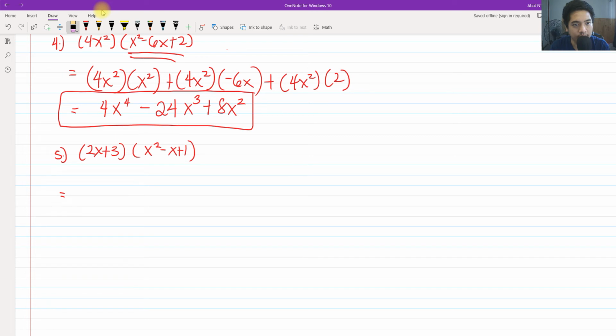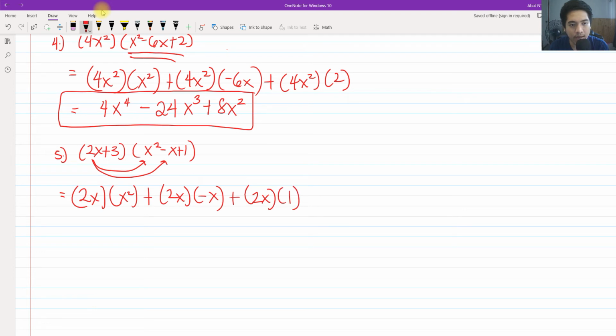So we have 2x times x squared, plus, again, 2x times negative x, plus 2x times 1. And then plus 3 times x squared. And then we have 3 times negative x. Then we have 3 times 1.